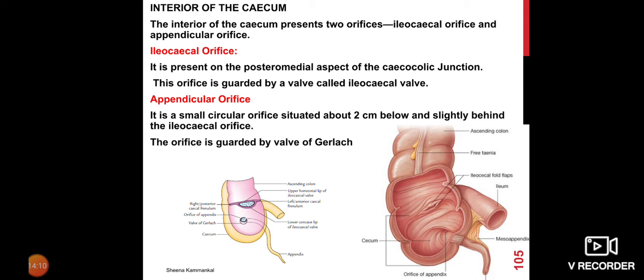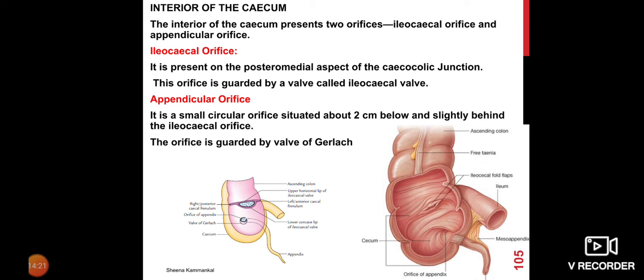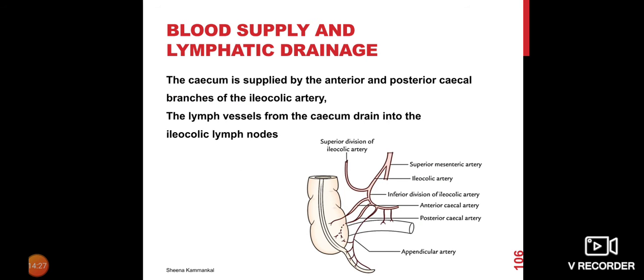It is a smaller circular orifice situated 2 cm below the ileum. It is always present below the ileum. The orifice is guarded by a valve which is called valve of Gerlach. Valve of Gerlach is a valve of the appendix.